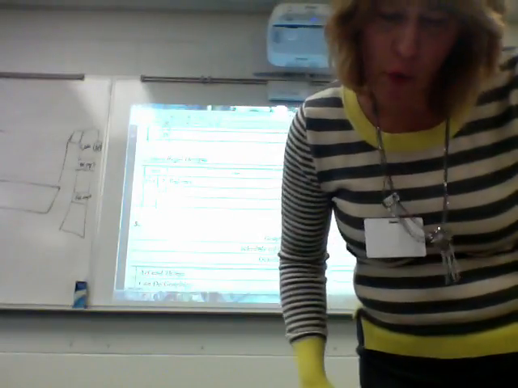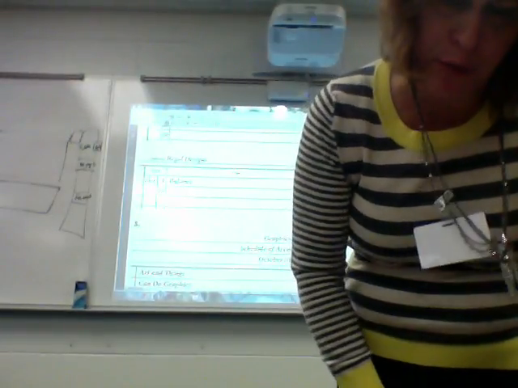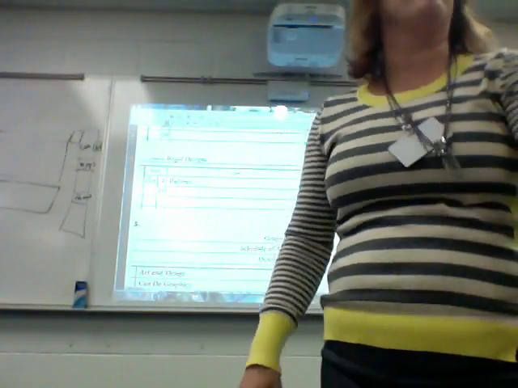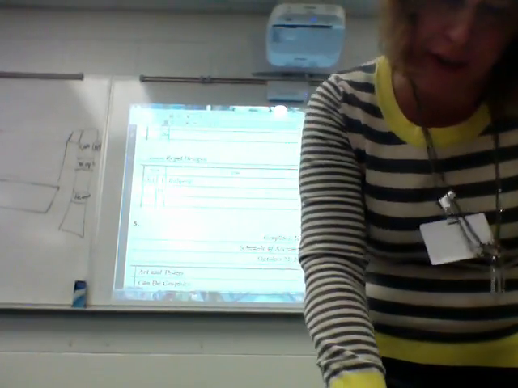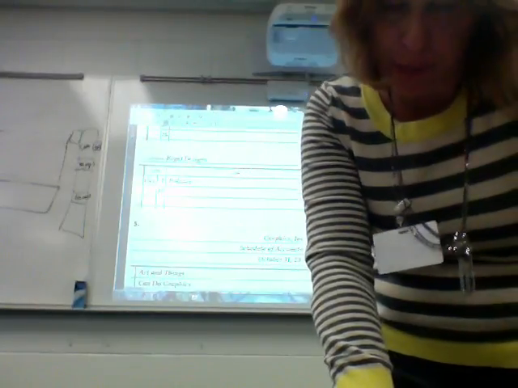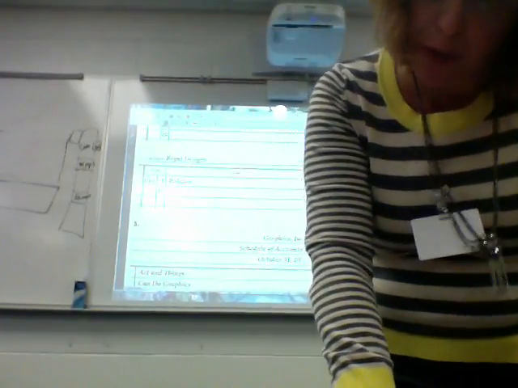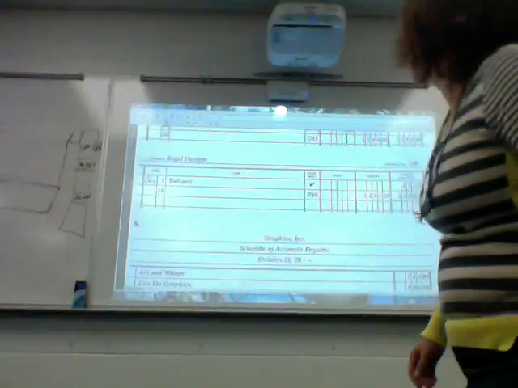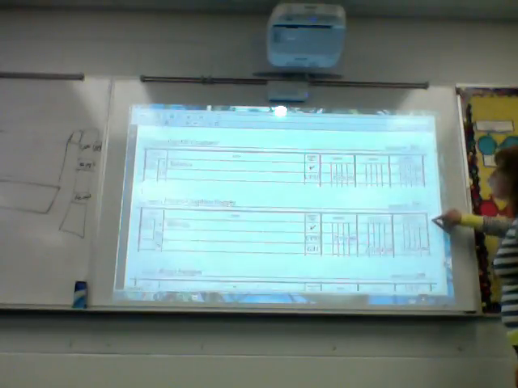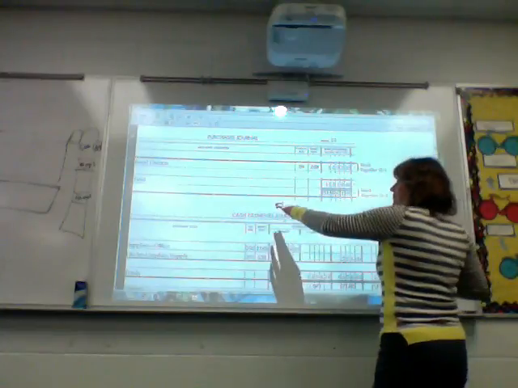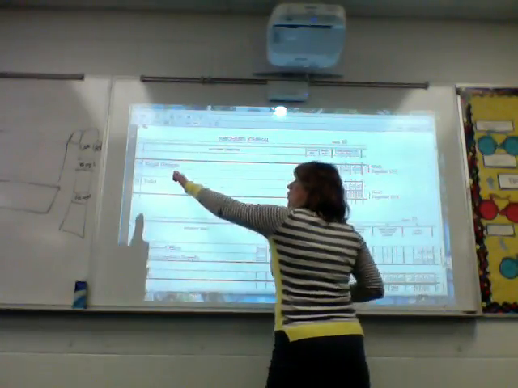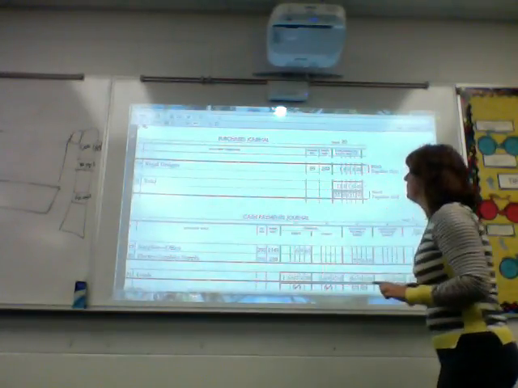All right, so again, reading the directions, number 2. Post, favorite word in the whole wide world. Post the accounts payable credit entry on line 7 of the purchases journal to the accounts payable account for Regal Designs. So back up I go. So I'm just posting this one little line. Okay, Regal Designs, I'm posting that.